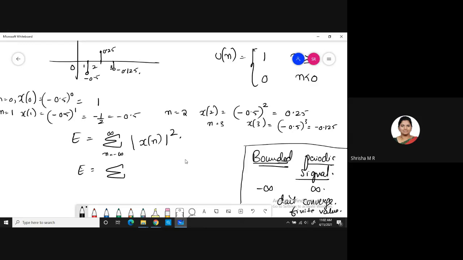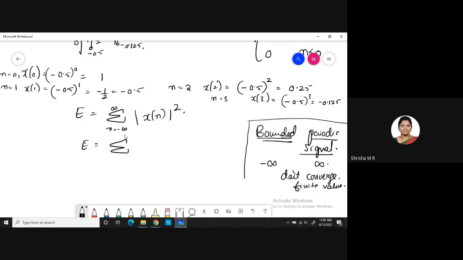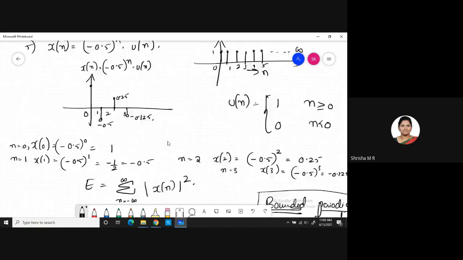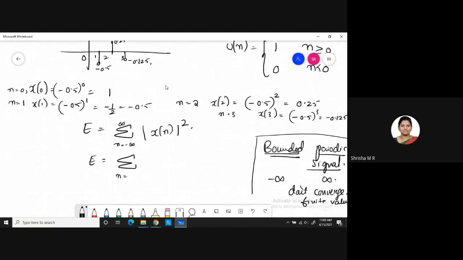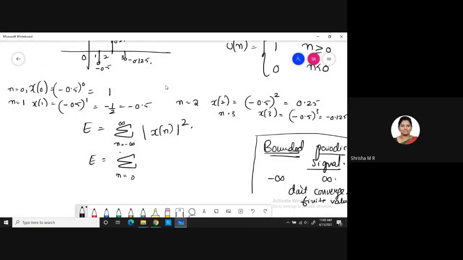Now you can try solving this. We have summation limits n equal to, you have u of n in the problem. u of n is a signal which exists from 0 up to infinity, so the summation limits would be 0 up to infinity. So what is our x of n? It's minus 0.5 to the power of n into u of n. u of n is 1, amplitude is 1, so we have to square that.